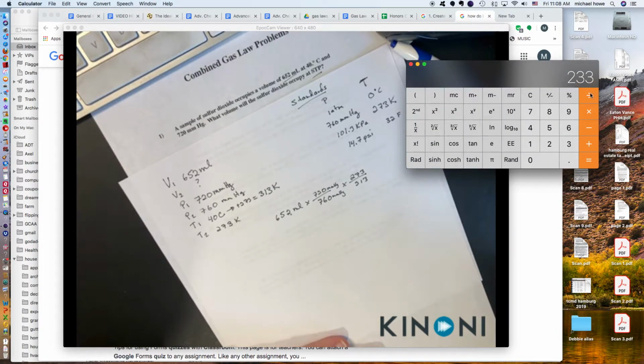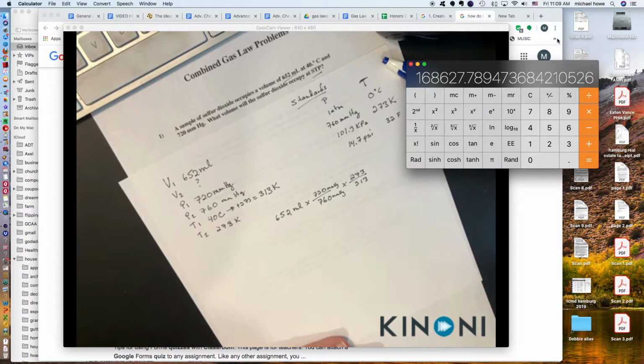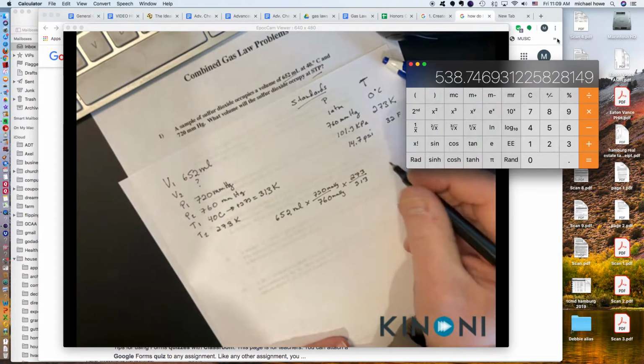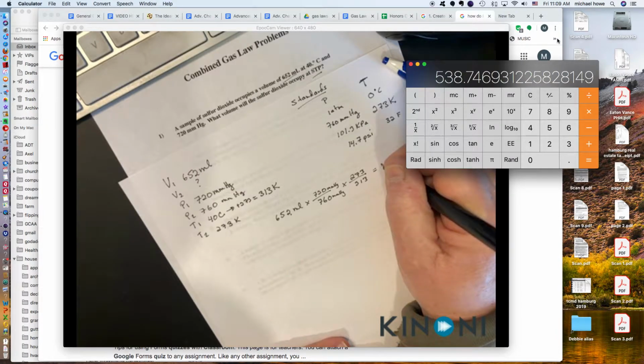All right, so if we go ahead and work through this, we're going to have 652 multiplied by 720 multiplied by 273, and that's the top. Then we're going to divide by everything else on the bottom. So divided by 760, and divided again by 313. So our final answer is 538.7. We'll just call it 539.